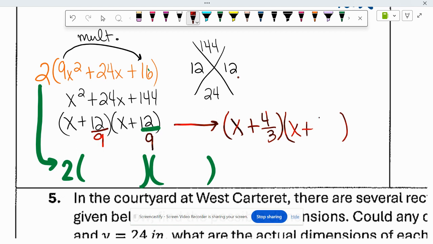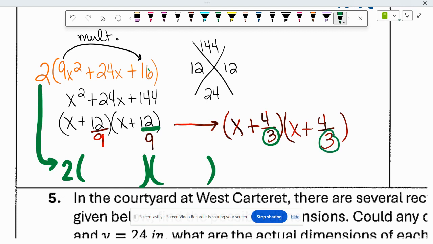So what do I do with this x plus 4/3 times x plus 4/3? Caden, what do I do with that? What happens to the denominator? You don't know? Help him out, Brian. What do I do with the denominator? I can't leave it there. Put it in front of the x. So this factors out to 3x plus 4 times 3x plus 4.